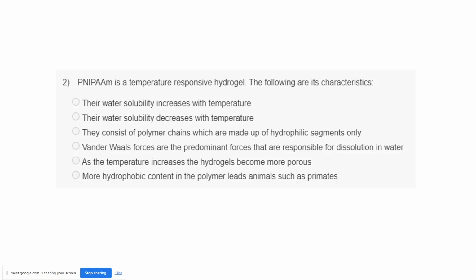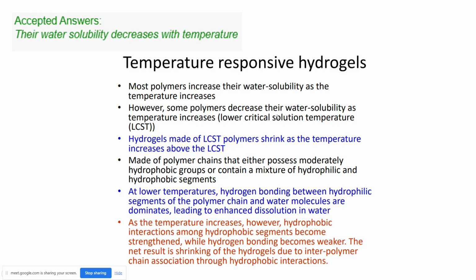This was the second question. Napalm is a temperature responsive hydrogel. The following are its characteristics. So here the characteristic of the temperature responsive hydrogel is that their water solubility decreases with temperature. These temperature responsive hydrogels have a lower critical solution temperature. Below this temperature they are soluble in water, and above this temperature their water solubility decreases.